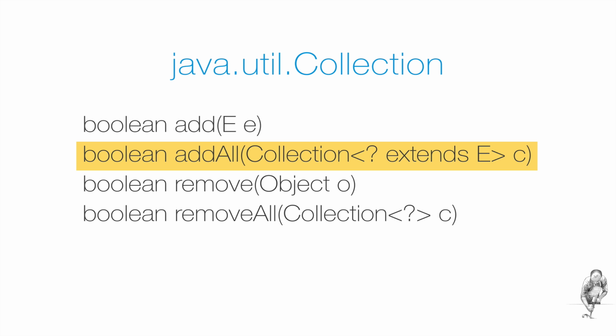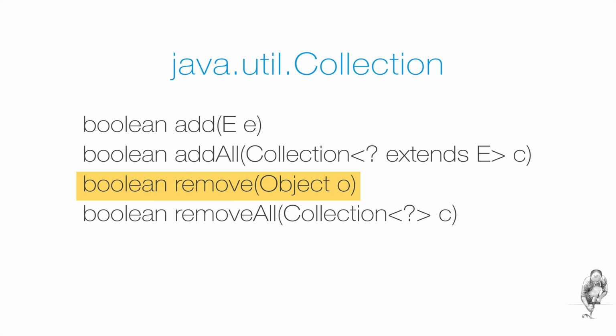Boolean addAll appends all given elements to the end of the collection. The stuff in angle brackets is related to generics. In short, it ensures that no one can call such a method with the wrong arguments. For now, relax. I will tell you more in my upcoming episode about generics.